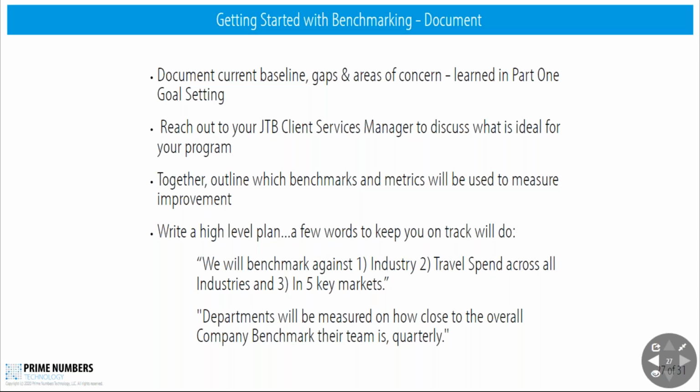You can write a high-level plan, just a few words, right? So we'll benchmark against industry and travel spend across all industries in 5 key markets. And departments will be measured on how close to the overall company benchmark their team is quarterly. And I know it sounds hokey, but writing things down and having a plan and executing on it is really critical, because that plan will inform other people that you've put the work into it, you've thought about it, and you're executing on it.